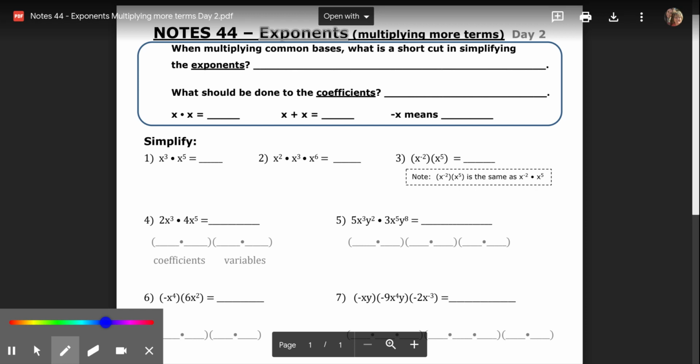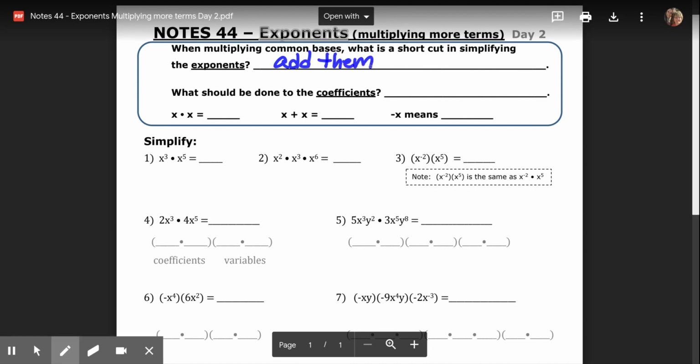We're going to work a little bit more with exponents. So this is day 2 of multiplying more terms. A lot of it's going to be a repeat, but it's so important that you get this concept down. So up here, we're multiplying common bases. What is a shortcut in simplifying exponents? You add them.